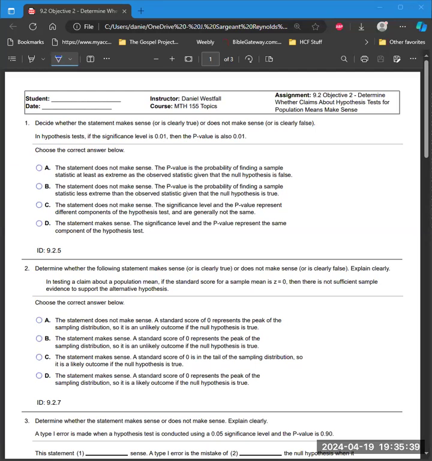So the p-value is determined by the test statistic. The significance level is determined by the critical z-value. They're different z-values. They're not the same thing. So this is C. Significance level and the p-value represent different components of the hypothesis test and are generally not the same.